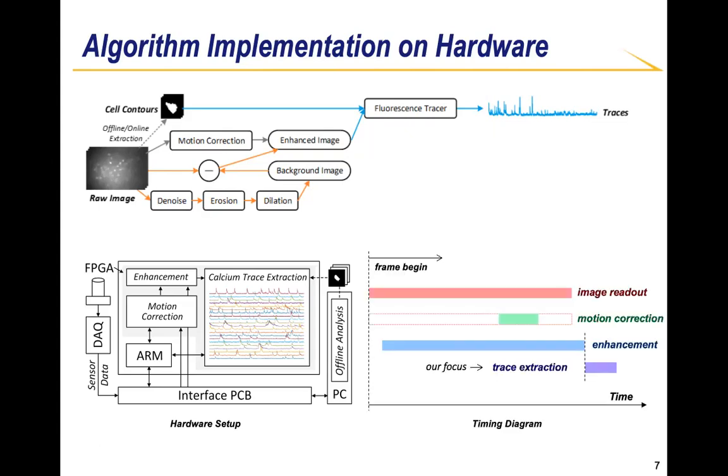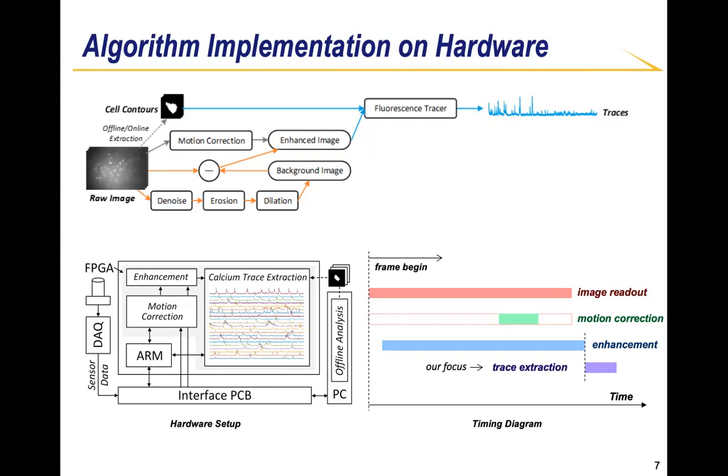The figure on the bottom right shows the timing diagram of the operations among the accelerators. From it, we can see that a large part of the enhancement and the sensor image readout is overlapped thanks to our streaming processing fashion. The motion correction's timing depends on the user-defined image subregion for the template matching, but for sure it can complete during the image readout. The trace extraction needs to apply on the motion-corrected and enhanced images, so it has to wait for the enhancement step to finish before it can start.